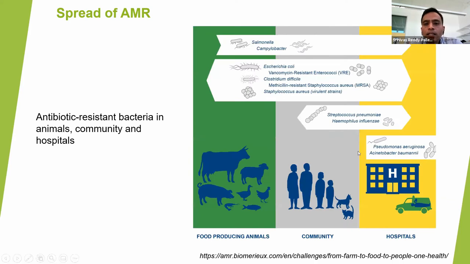And here is a list showing the commonly present bacteria in food-producing animals, as well as the community and hospitals. We see that some of the bacteria are highly prevalent in animals, community, and hospitals. Some are exclusively present in the hospitals. It doesn't mean that they're exclusively there, but there is a probability of finding them at high levels in this particular setting, because of the host or the pathogen. So once they are present, this leads to the spread of AMR.